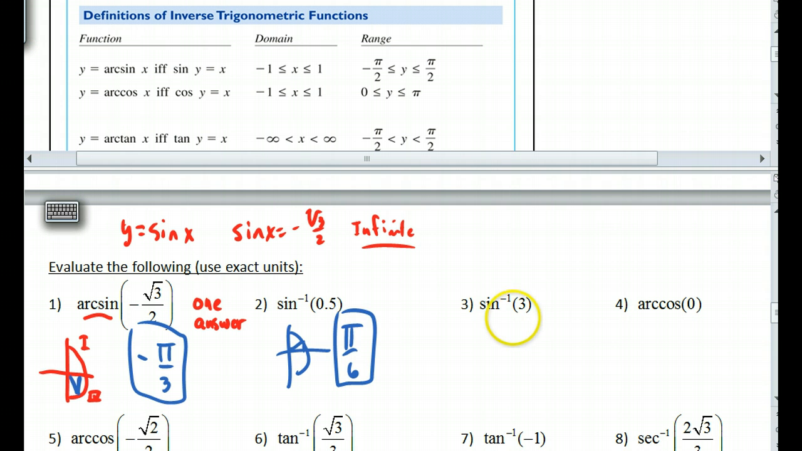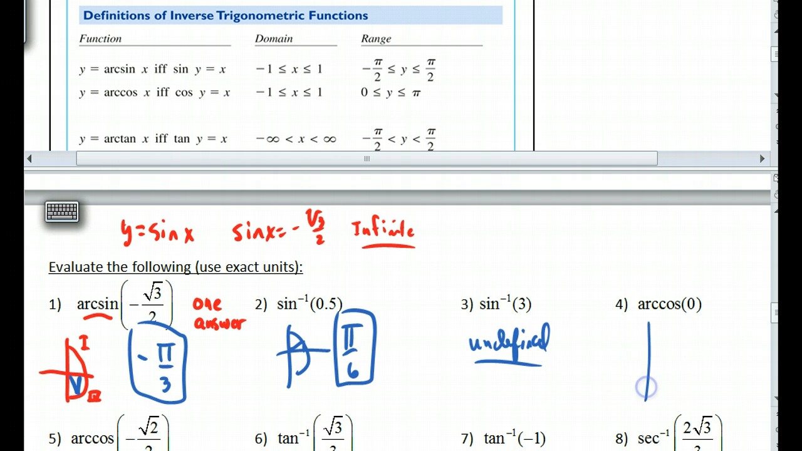Okay, look at this one. What angle measurement gives me a sine value of 3? Well, I hope you realize that this is undefined. There is no solution for this one, because sine does not go above 1, and so this does not satisfy my domain. Then this one's arc cosine of 0.